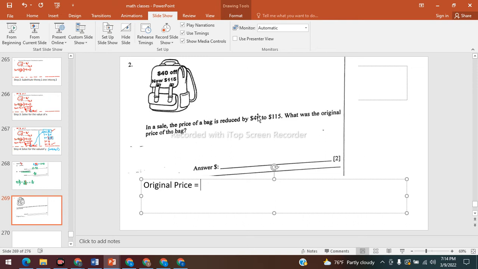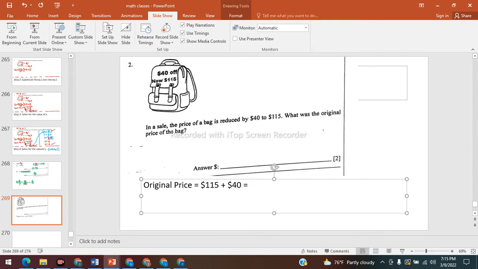So the original price, which you have to find, the odd, very good. I was saying odd earlier. Yeah, you're right. So you have to add it. So it's going to be 115 plus 40. That's going to equal what? 155.